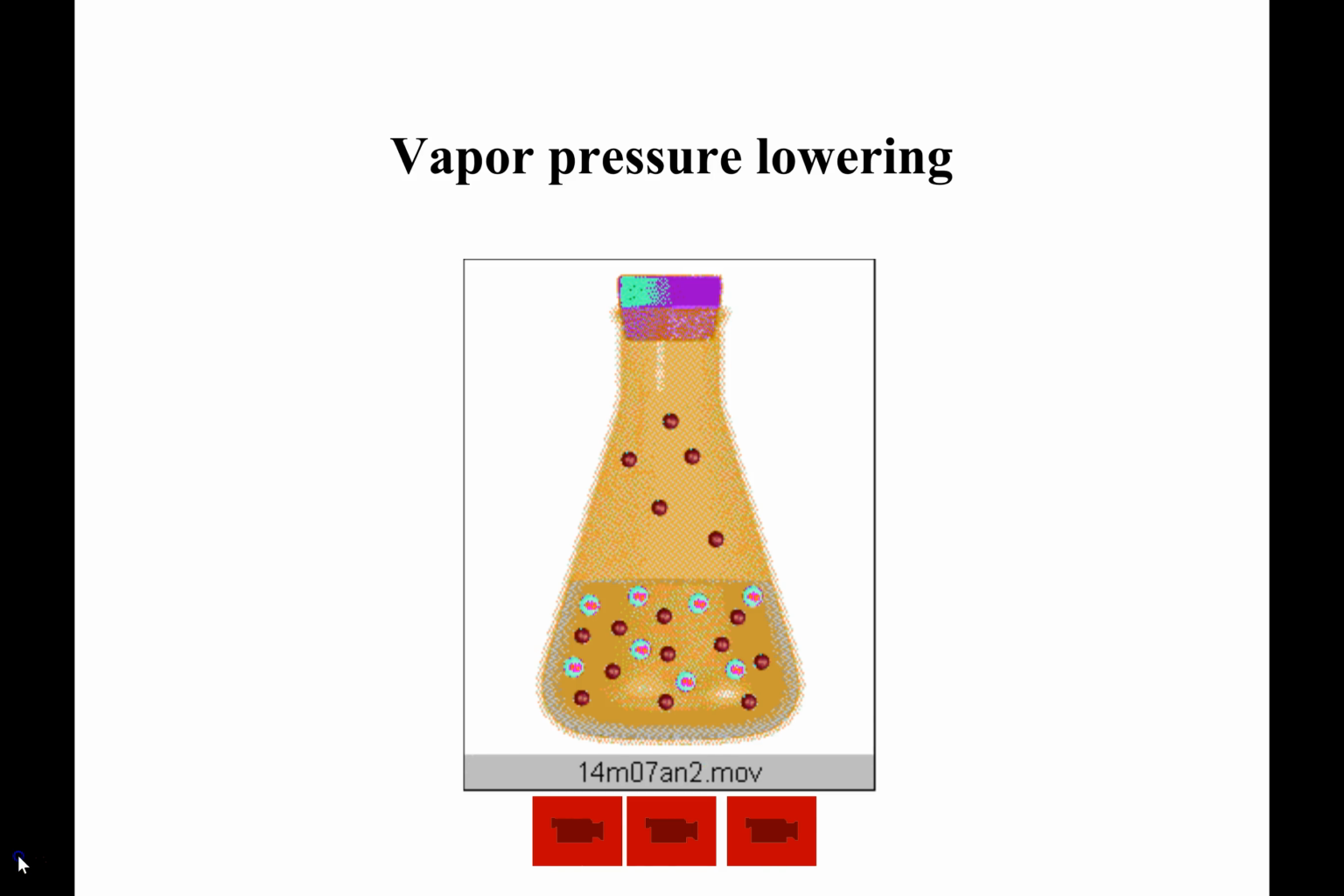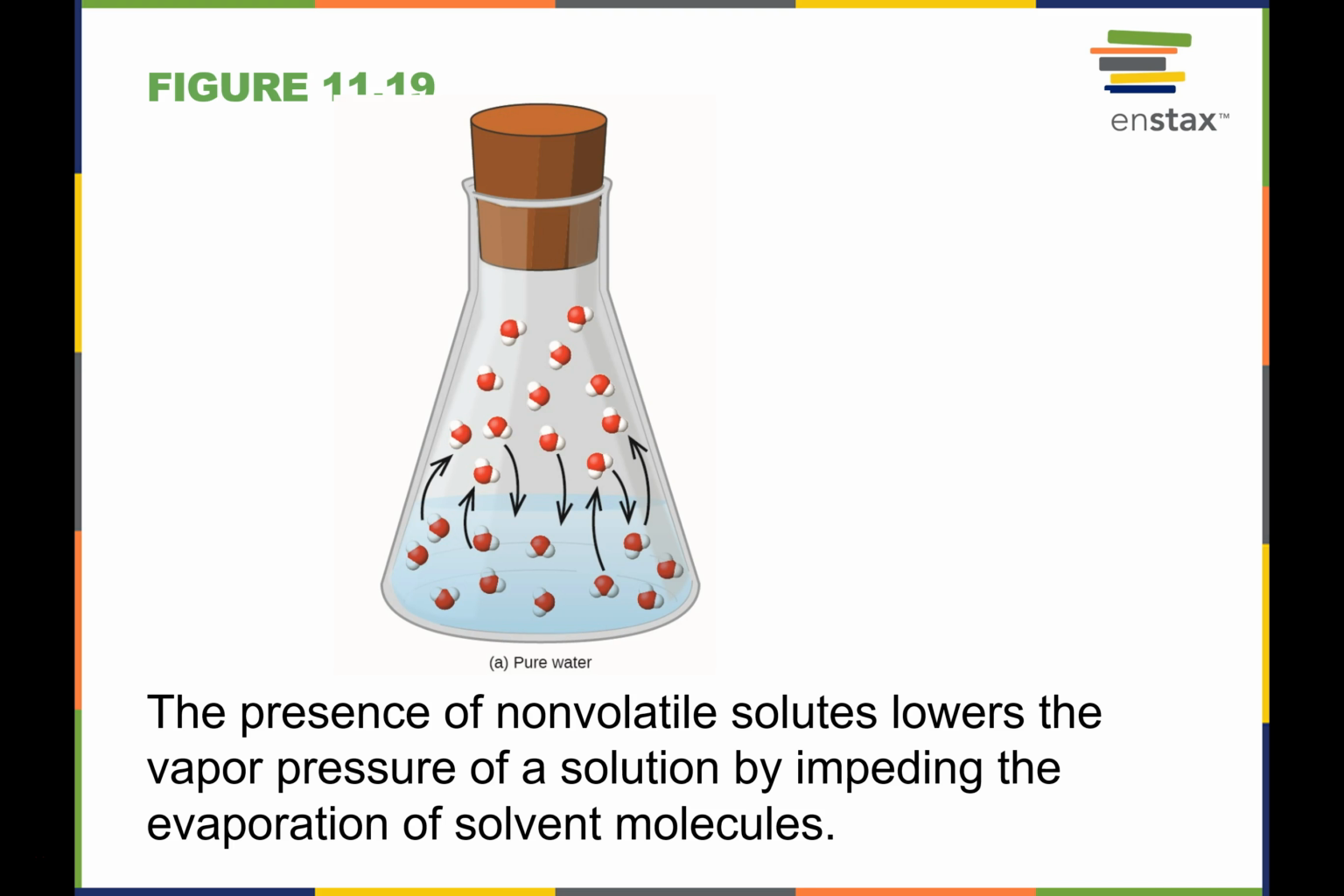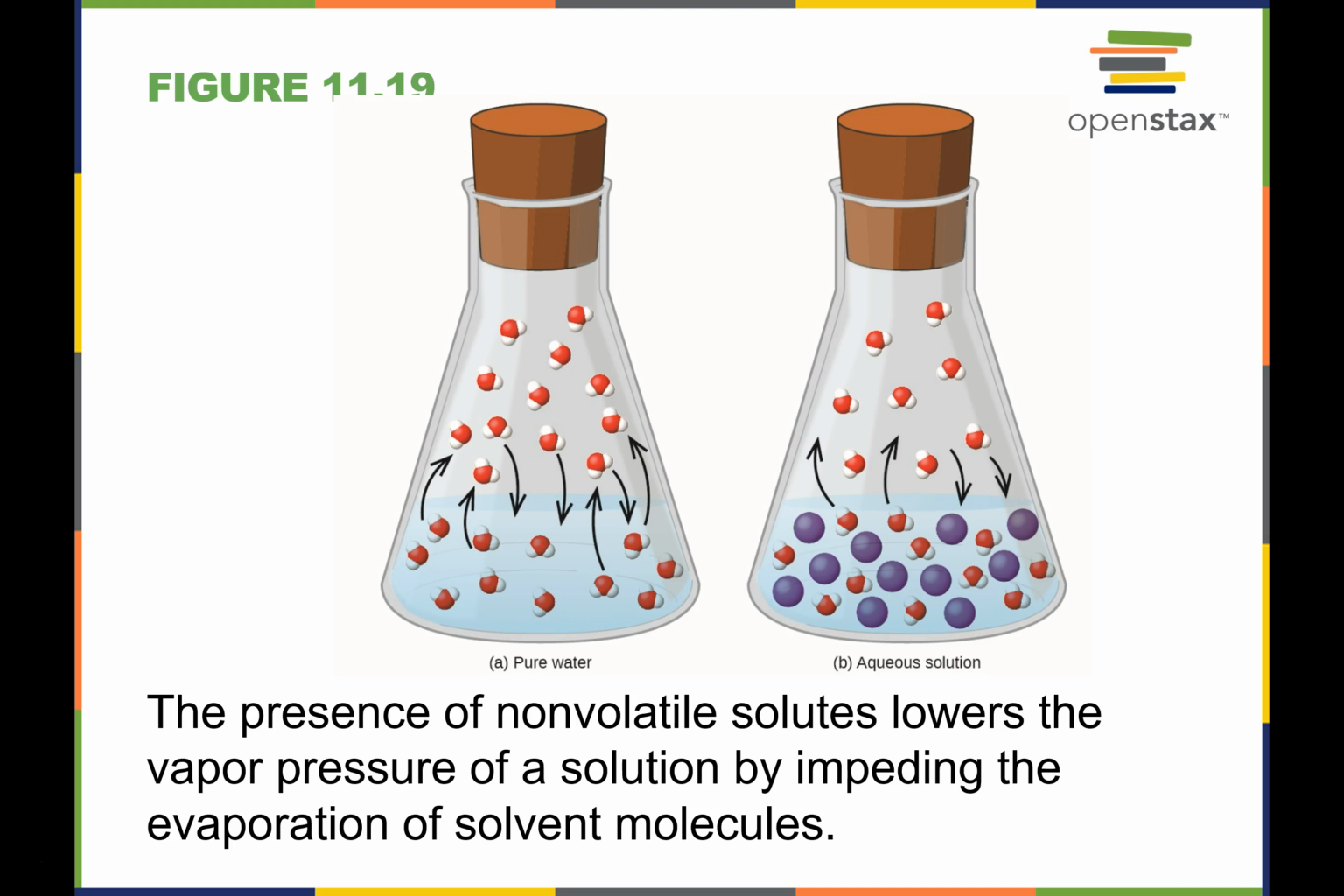The liquid has a certain equilibrium vapor pressure at that temperature. If we add a solute, now a colligative property doesn't care what that solute is. That's these foreign blue particles. It just matters that they're present.